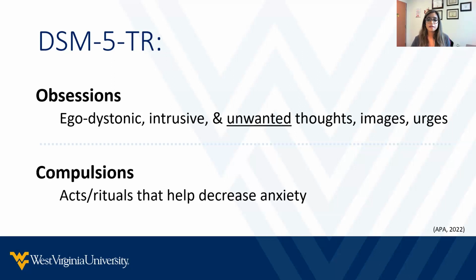There are also specifiers in the DSM. Most of the time, individuals with OCD have good or fair insight about their obsessions and compulsions. And you can specify that. It's called with good or fair insight. Those are individuals that recognize that the beliefs they're having are probably not true. But you can also specify if an individual has poor insight, where they believe that these beliefs are true or probably true.